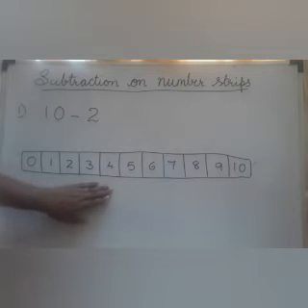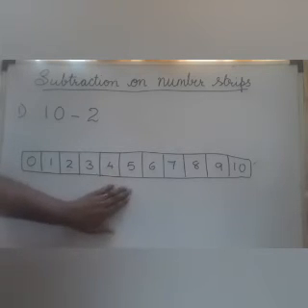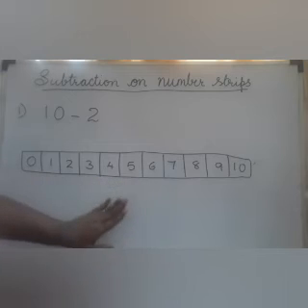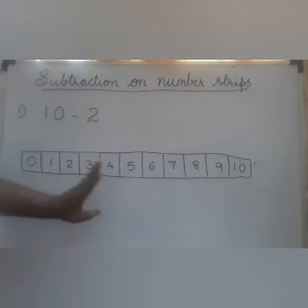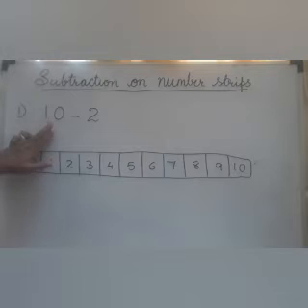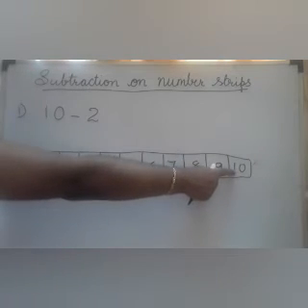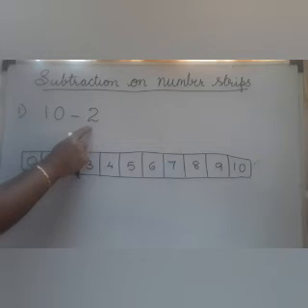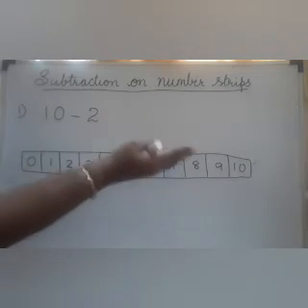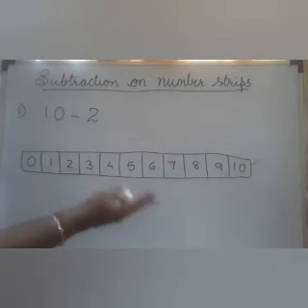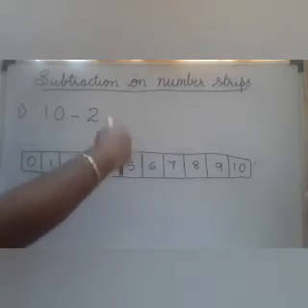Look at this, dear kids. Here is the number strip. Here we are going to do the subtraction on number strip. The first number is 10. I have already told you that the first number means from where we have to start the jumping. Tell me, from where do we have to start the jumping? We have to start the jumping from the number 10. How many jumps? 2. Forward or backward jump? Yes, we want to make the backward jump.